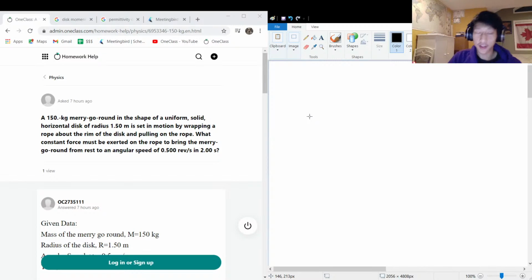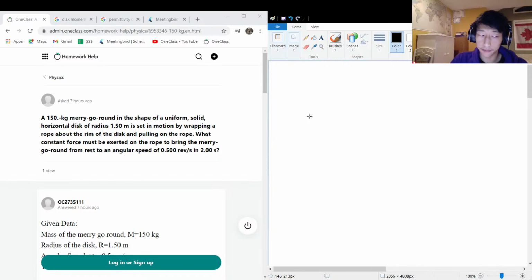Okay, the next question that we got on the menu today, a little bit of a spicier question, is we got a 150 kilogram merry-go-round in the shape of a uniform solid disc. It's got a radius of 1.5 meters, and it is set in motion by wrapping a rope around the rim and pulling on the rope. And the question is asking, what constant force must be exerted on the rope to bring the merry-go-round from rest to an angular speed of 0.5 revolutions per second in 2 seconds. So we're applying the force for 2 seconds.